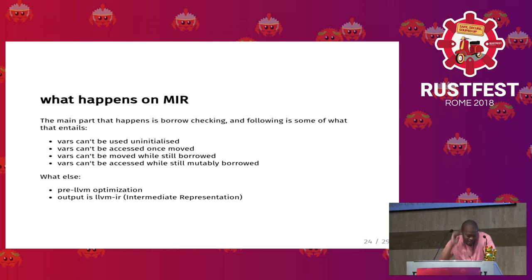Anyways, what happens on MIR? Something quite important, actually, which is borrow checking, a critical part of what makes Rust special, right? Where you actually do memory management, but at compile time. So that gives you safety. There's a few things that it checks for, like variables being used uninitialized. It also does some pre-optimization so that LLVM will have an easier time doing its own optimization, because Rust understands itself more than LLVM will. So the output is LLVM IR.